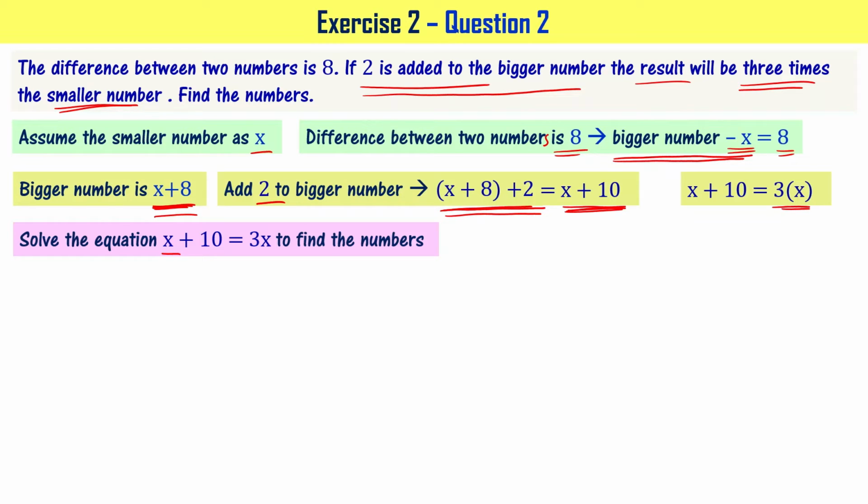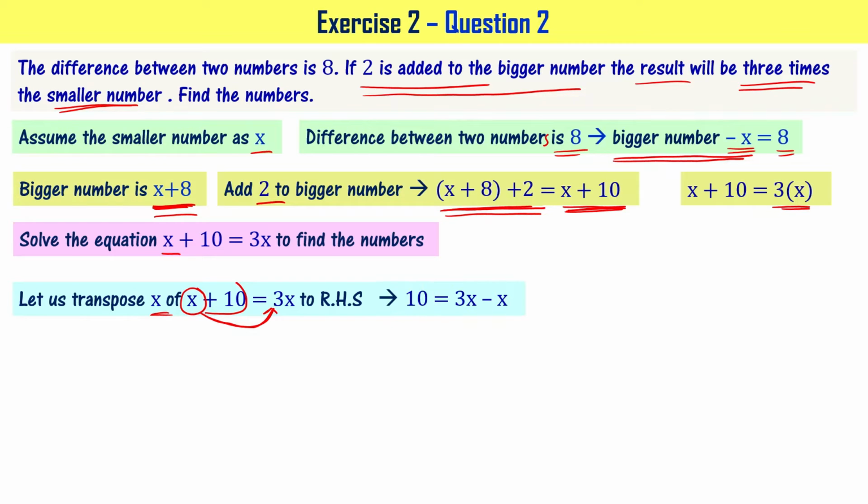Let us solve this equation. To do that, let us transpose this x to the right hand side. Why are we doing this? We want to arrange the equation such that all the terms containing variables are on one side and the constants are on the other side, right? We want to do it that way. For that reason, I'm transposing x to the other side. When I do that, x is going to become minus x, right? So I can write it as 10 equal to 3x minus x, right? 3x minus x equal to 2x. It means 10 equal to 2x is the equation.